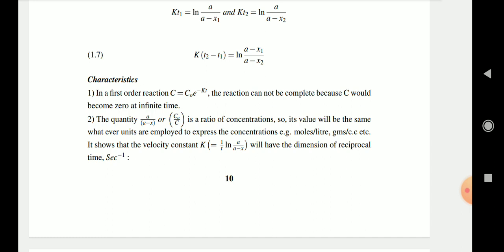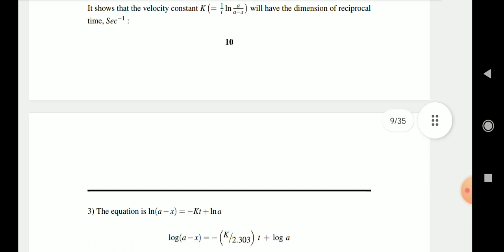Now its characteristics. First, in a first order reaction, c equal to c0 e^(−kt), the reaction cannot be completed because c would become 0 only at infinite time. Second, the quantity A/(A minus x) or c0/c is a ratio of concentrations, so its value will be the same whatever units are employed to express the concentration, for example moles per liter, grams, etc. It shows the velocity constant k is equal to (1/t) ln A/(A minus x) and will have the dimensions of reciprocal time, seconds inverse.